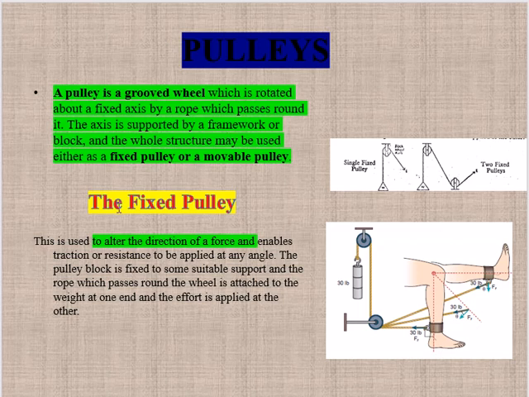Now look at them. Fixed pulley. This is used to alter the direction of the force and enables traction or resistance to be applied at an angle. The pulley block is fixed to some suitable support, and the rope which passes around the wheel is attached to the weight at one end and effort is applied at the other end. This is basically a fixed pulley.